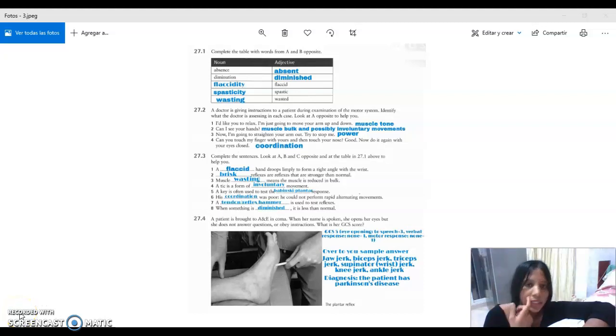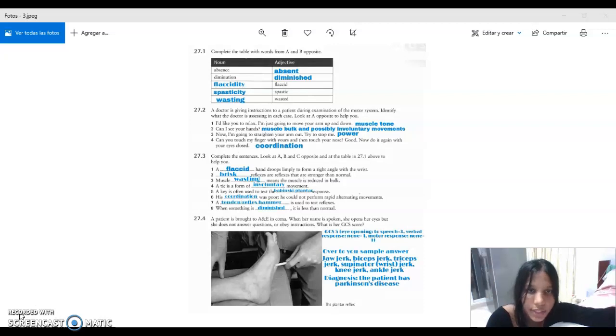27.1. Complete a table with words from A and B opposite. Noun: absent, diminution, flaccidity, spasticity, wasting. Adjective: absent, diminution, flaccid, spastic, and wasted.